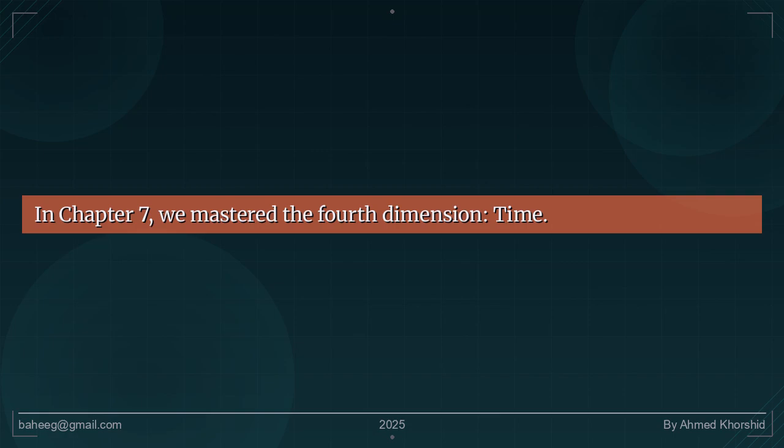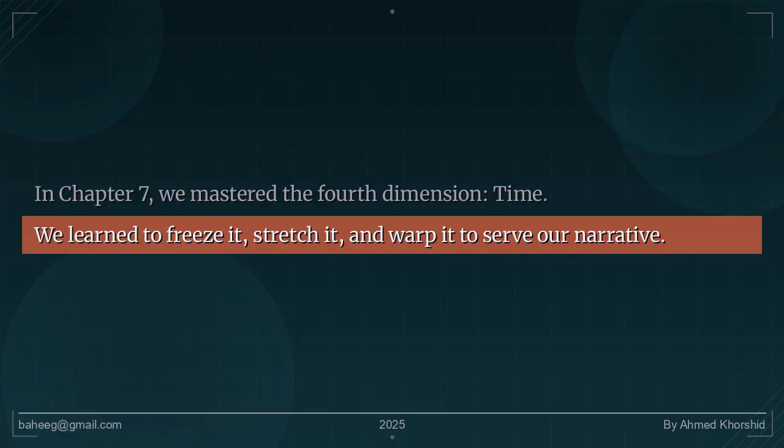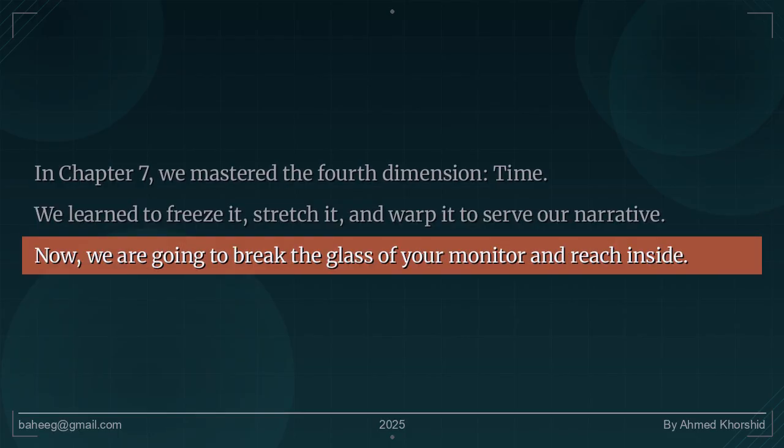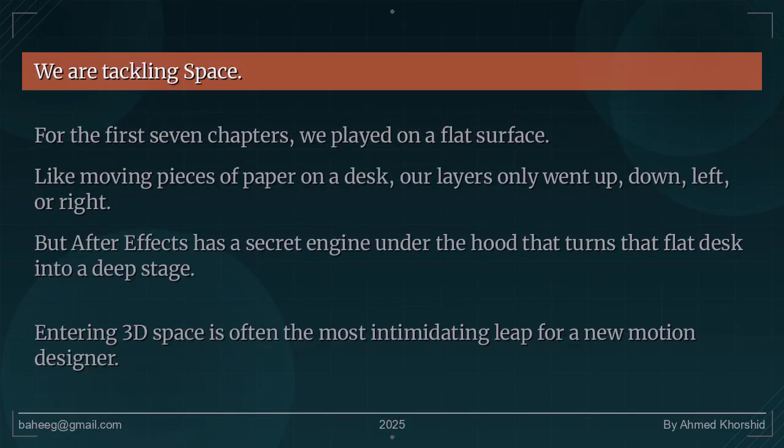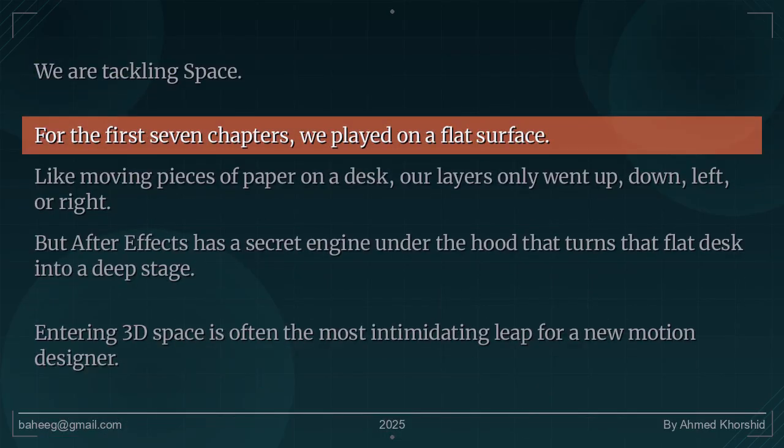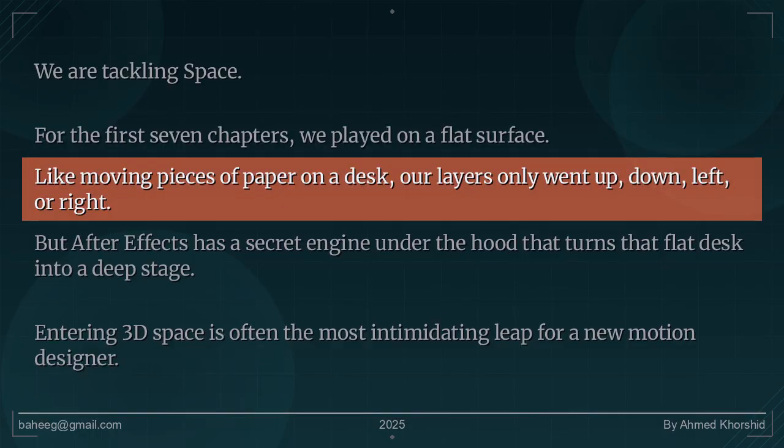In Chapter 7, we mastered the fourth dimension, time. We learned to freeze it, stretch it, and warp it to serve our narrative. Now, we are going to break the glass of your monitor and reach inside. We are tackling space. For the first 7 chapters, we played on a flat surface. Like moving pieces of paper on a desk, our layers only went up, down, left, or right.